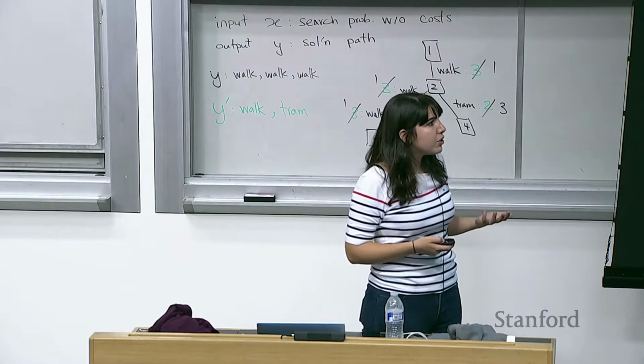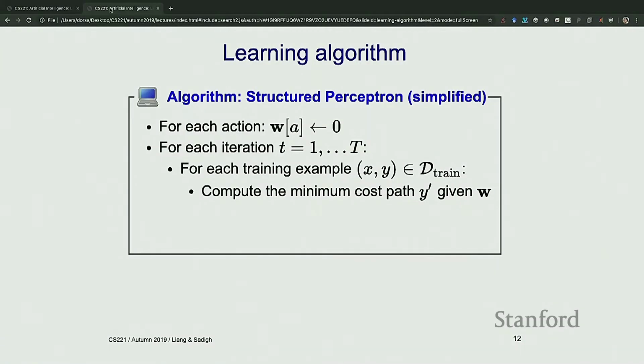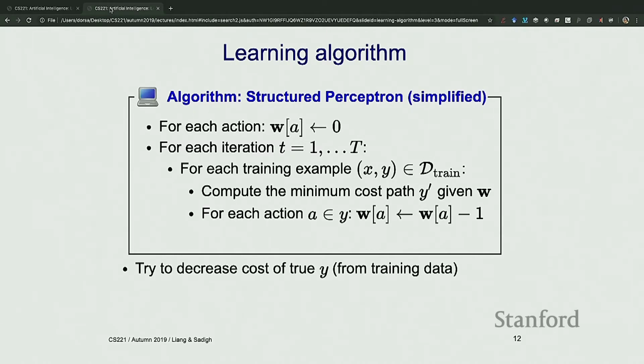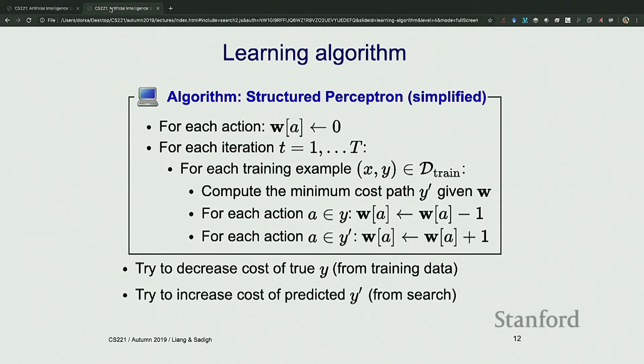And then what you can do is compute your prediction, so that is y prime, given that you have some w. You can start with w equal to 0, and just compute your prediction y prime. And then basically you can do this plus and minus type of action. For each action that is in your true y, that is in your true label, you're going to subtract 1, so as to decrease the cost of the true y. And then for each action that is in your prediction, you're going to add 1 to increase the cost of the predicted y.